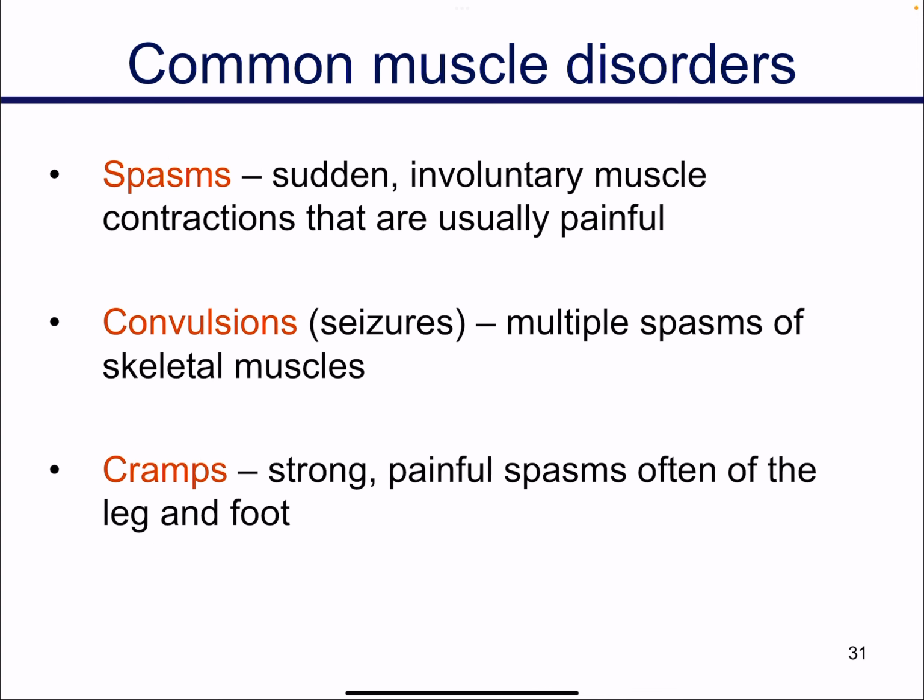So, what are some common disorders associated with the muscular system? We have spasm. What are spasm? These are involuntary contraction of muscles, right? It's sudden, right? And these are going to usually cause pains. Okay. Convulsions, these are seizures, right? These are multiple spasms in a relatively short period of time, right?